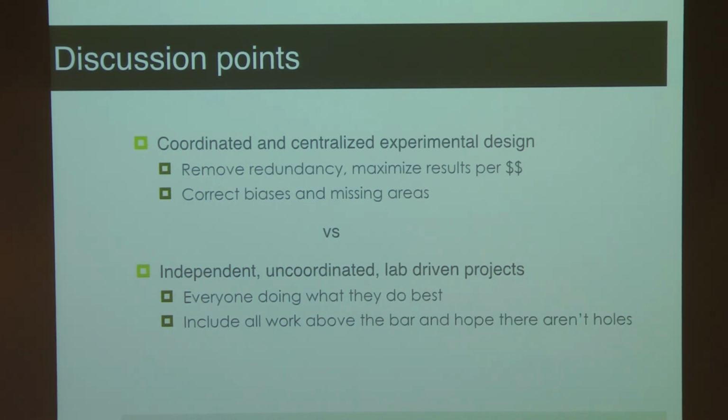The final question, which I think is probably most controversial, is do we want to do this? So do we want to have some idea of a coordinated and centralized experimental design where we remove redundancy, where we maximize results per dollar, where we actually correct for biases, because there are biases in the experiments that are proposed and the systems that we think about studying. There are going to be missing areas based on maybe more rare diseases, underrepresented populations, or do we want to do it in sort of an anarchical way where we have independent, uncoordinated, and lab-driven projects.